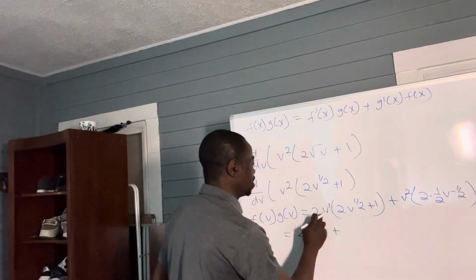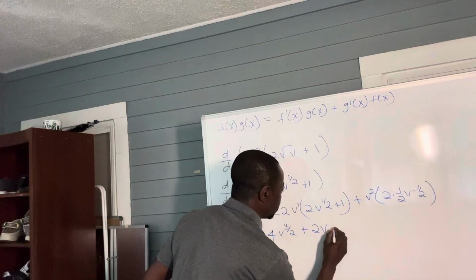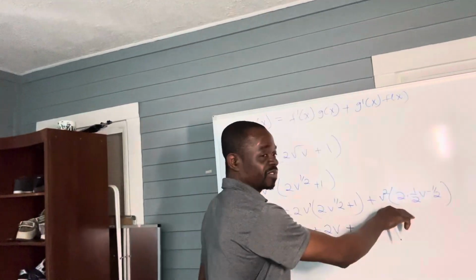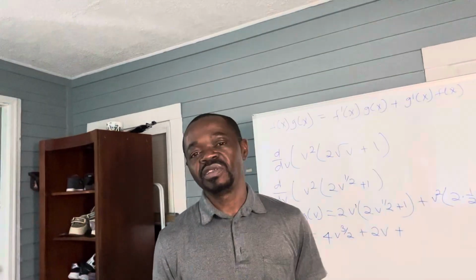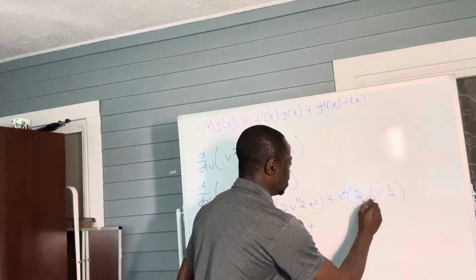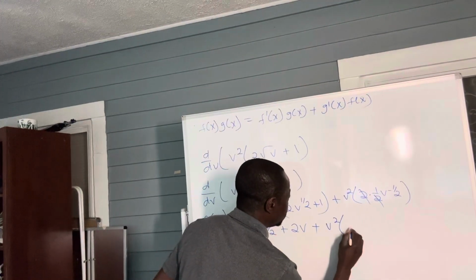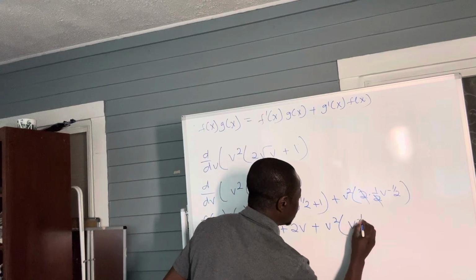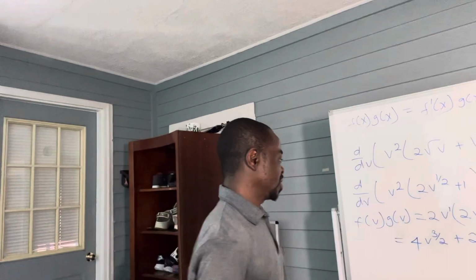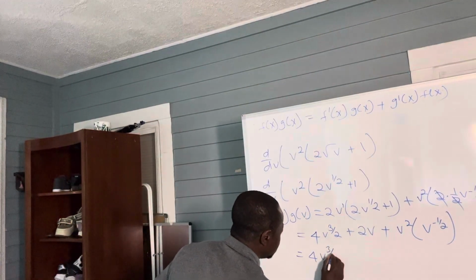Then plus 2v times 1 gives us 2v. And this is plus. Here we can simplify this. Half of 2 is just 1, so 2 cancels till here. Then we are left with v squared into brackets v raised to the power minus half. So this gives us 4v to the power 3 over 2.